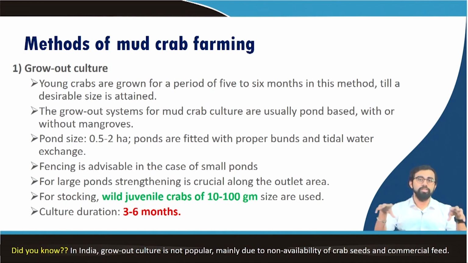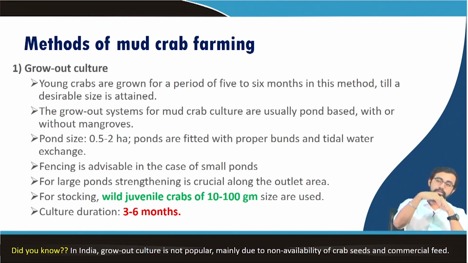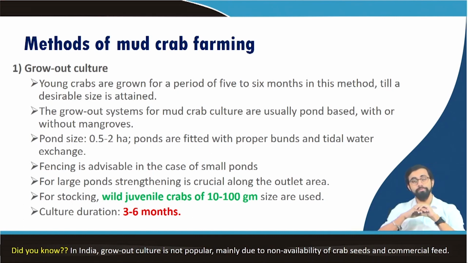The ponds are fitted with proper bunds and tidal water exchange. When the tide reaches high tide, the seawater comes into your pond and provides fresh seawater. Then you have to have a discharge canal. When low tide happens, you can open the sluice gate of the drainage canal and water will go back to the sea again. So you have to design your pond accordingly, based on the highest high tide level and the lowest low tide level, so you can have seawater exchange in your pond.